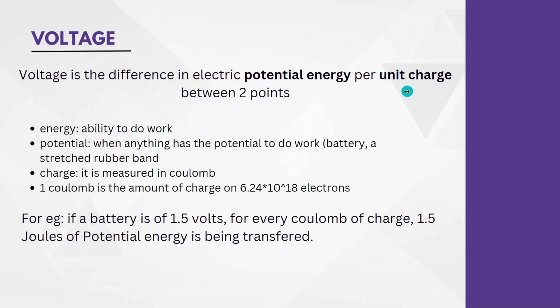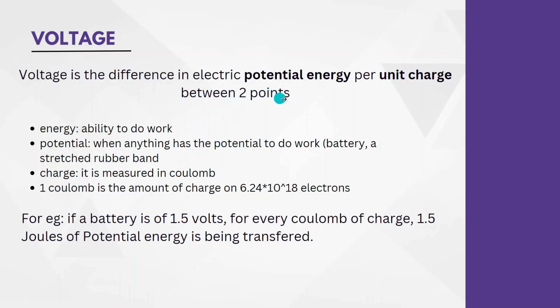Per unit charge means one charge, and charge is electrons or the negative charge, protons positive charge, and neutrons. In this case, we are mainly dealing with electrons. So 1 coulomb is the unit of charge, and 1 coulomb of charge is nothing but the charge on these many number of electrons. So whatever the charge 6.24 x 10^18 electrons carry, that amount of charge we call it as 1 coulomb. Now it is easier to understand.